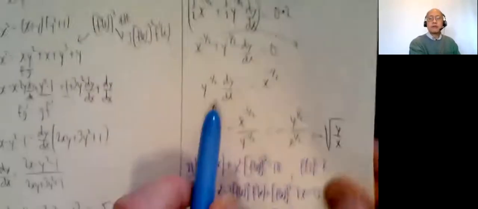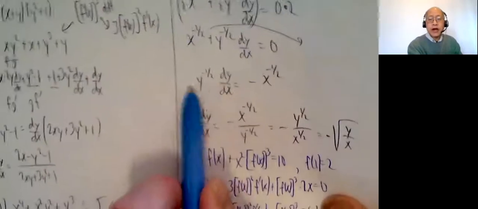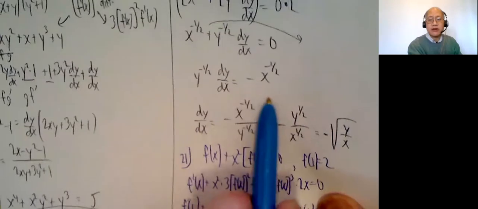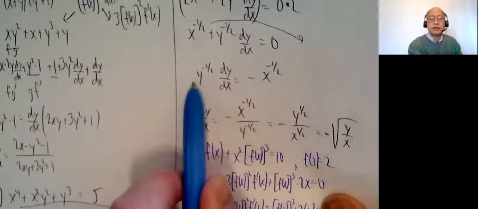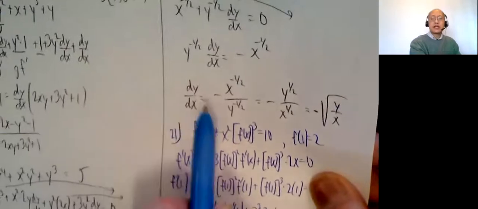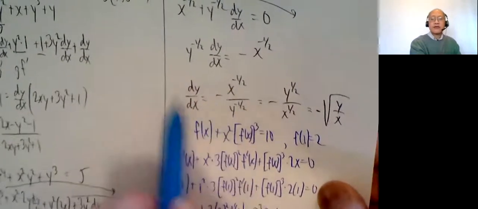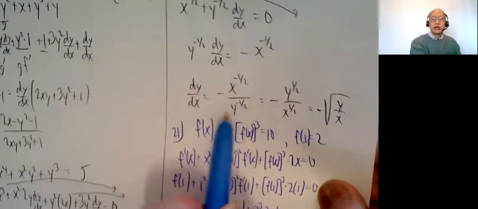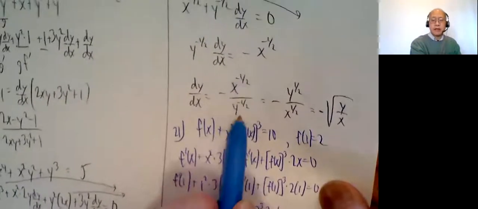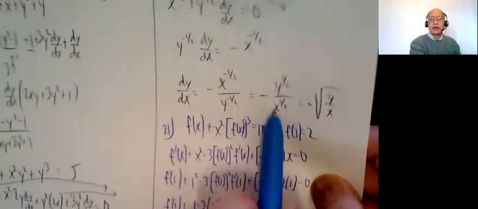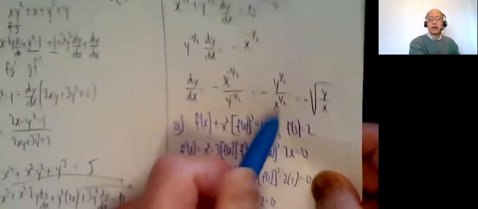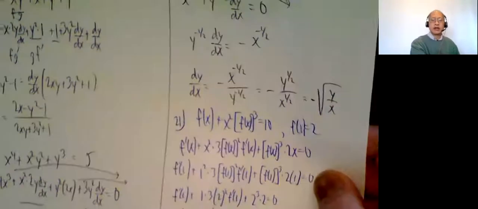Move this one over, becomes a negative. Y to the negative 1/2 dy/dx equals negative x to the negative 1/2. Divide both sides by y to the negative 1/2. So I have dy/dx is negative x to the negative 1/2 over y to the negative 1/2. Clean it up. Both of these have negative exponents, which means this can go up and this can come down. So negative y to the 1/2 over x to the 1/2. Raising something to the 1/2 means square root. So best final answer is negative radical y over x.